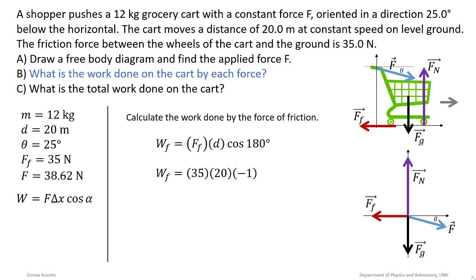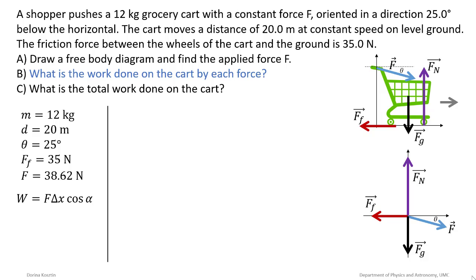The magnitude of the friction force is 35 newtons. The distance traveled is 20 meters. And cosine of 180 degrees is minus 1. Therefore, the work done by the force of friction is minus 700 joules. Force of friction does negative work because it is oriented in the opposite direction than the direction of motion of the object.